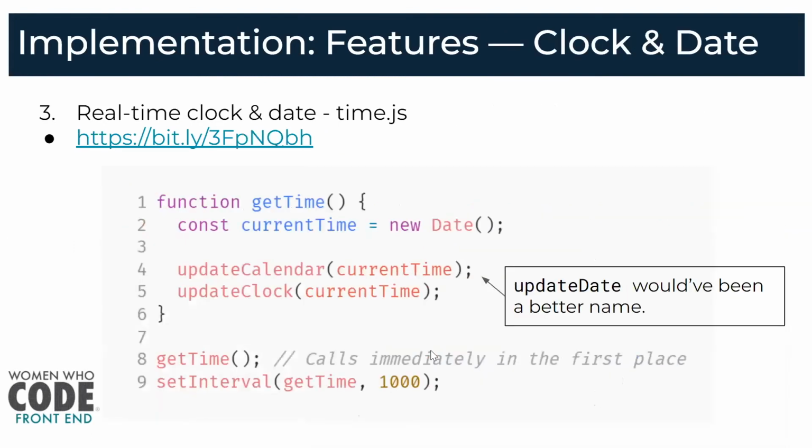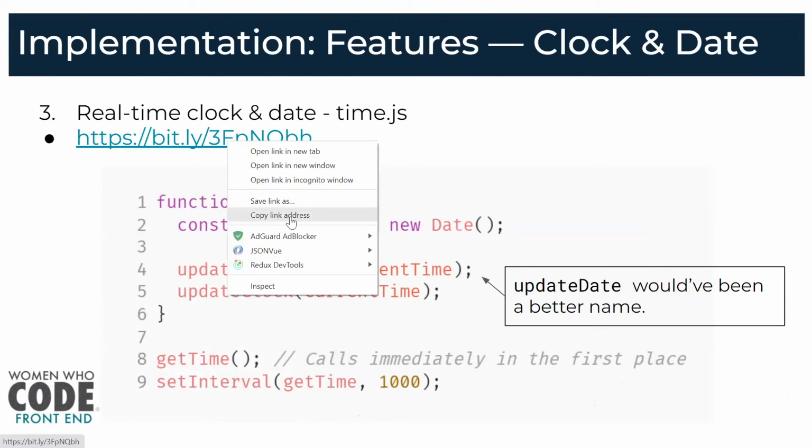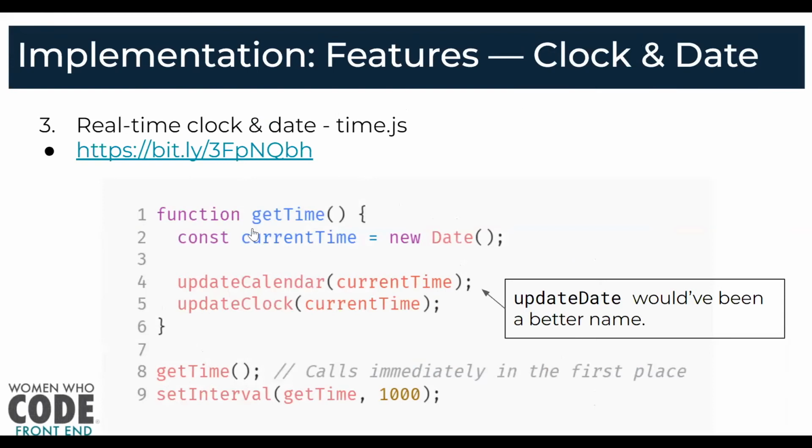And this is how I implemented the real-time clock and date. And this is in time.js. So first, the main function is getTime. setInterval is a function in JavaScript that calls a function at some interval. So for example, if I say setInterval getTime 1000, the 1000 is in milliseconds, so this is 1 second. And this basically means that I want to call getTime every 1 second.